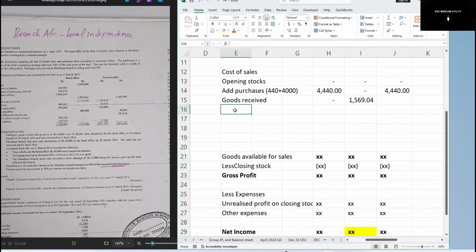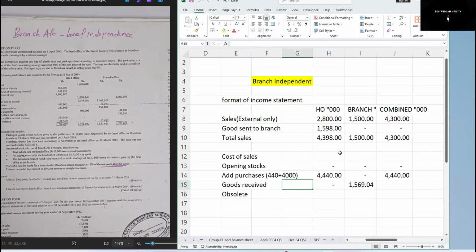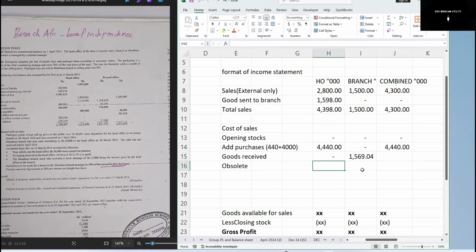So we'll have obsolete. Obsolete will affect the head office only. So obsolete, we have 10,000. I write 10 because of other zeros. We have the spoil, but it is a less. So less this. Then we have the spoiled, 5. It's also a negative.